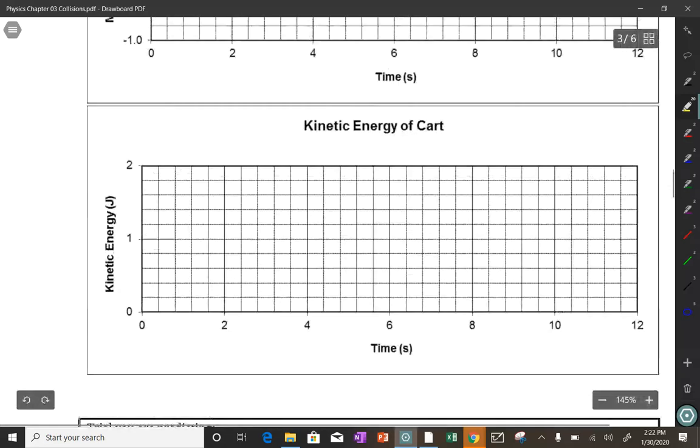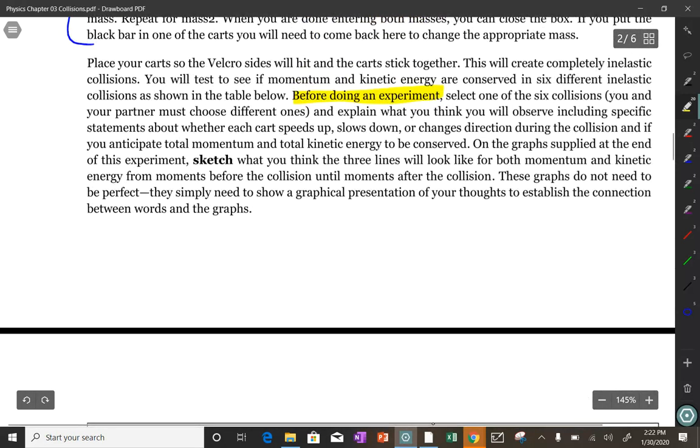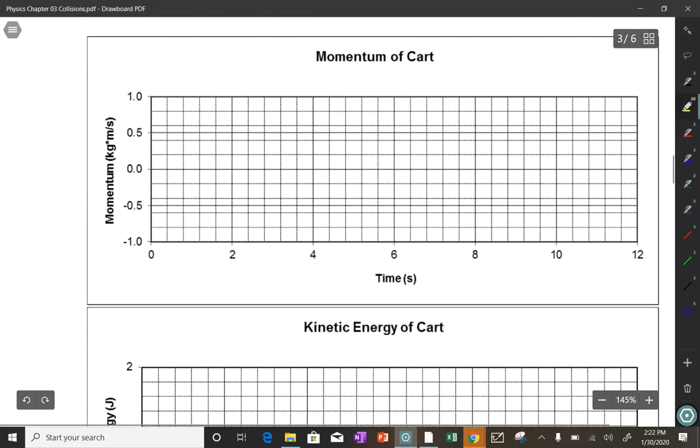Okay, so I am supposed to predict what I think they're going to look like. So we have here on the graph supplied, sketch what you think the 3 lines will look like for both of them, and then I explain. So I, being a teacher, I should know what they're going to do. But you know what? You're predicting. So let's go through this predictive process.